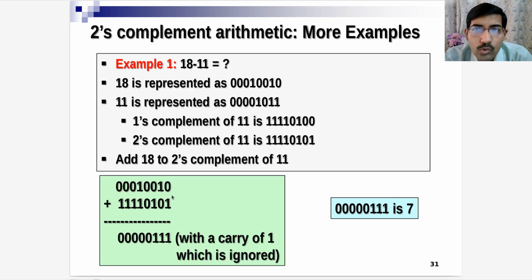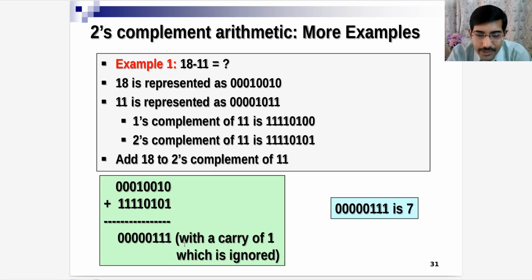You can see more examples. We represent it in 4 bits to show you easily, but actually it could be represented in more bits too. You can see 18 minus 11. So 11, 1's complement is this, 2's complement is this, add 18 to that. When you add it, you will get this value with a carry 1. Now carry 1 is ignored in 2's complement, as we have seen, so the answer is this.